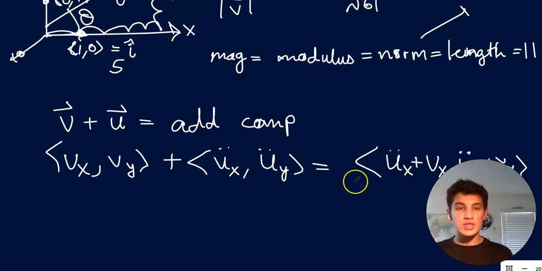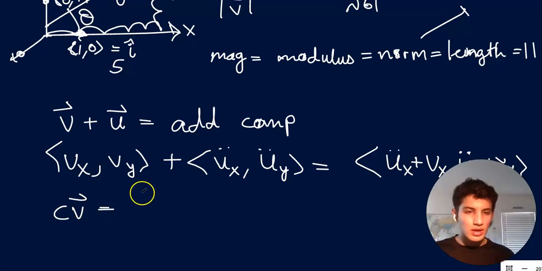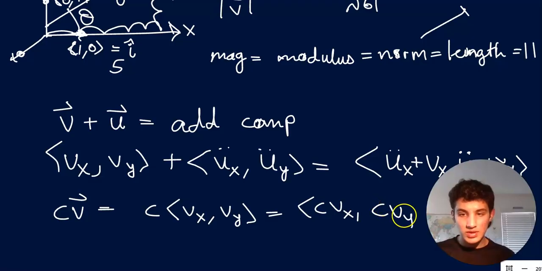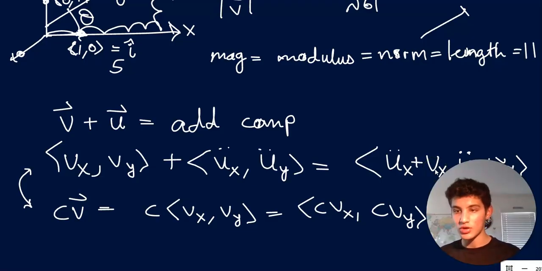When you're dealing with negatives, or actually just in general, when you're dealing with scalar multiples, like this would be c times v sub x, v sub y, and this would just be c times v sub x, and then c times v sub y. And you can combine these two rules, and then you'll see that c times the vector v plus the vector u, when you look at its components, it's going to be c times the component of vector v plus the component of vector u for each of the components.